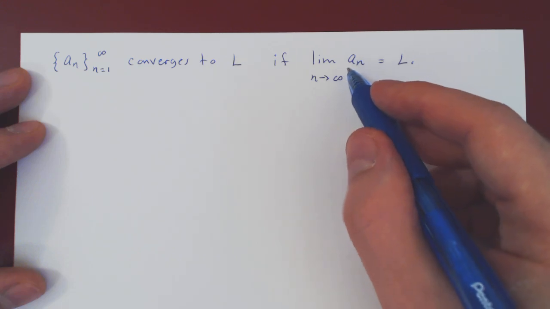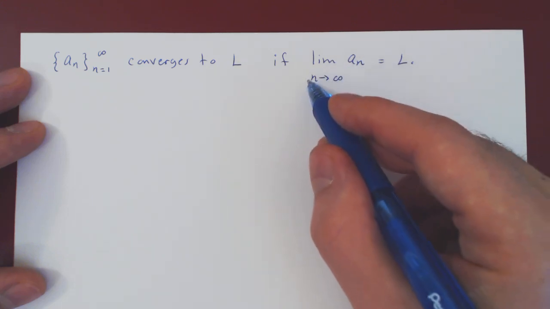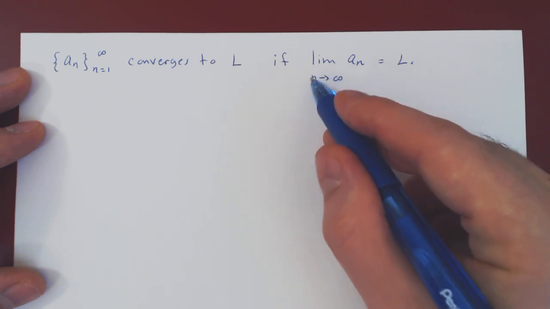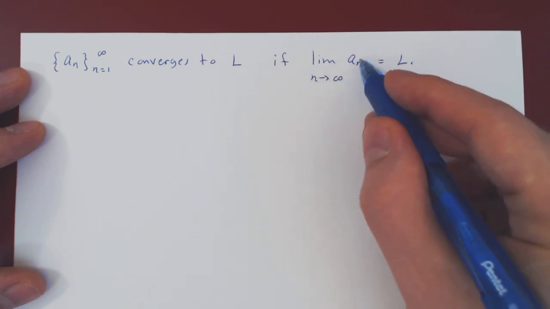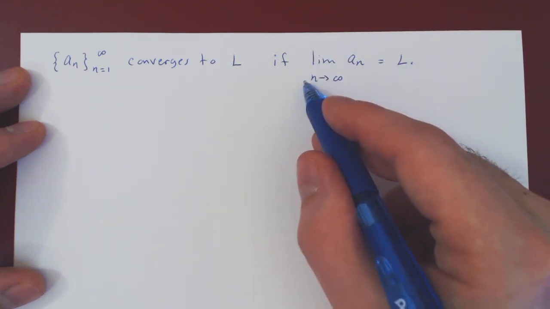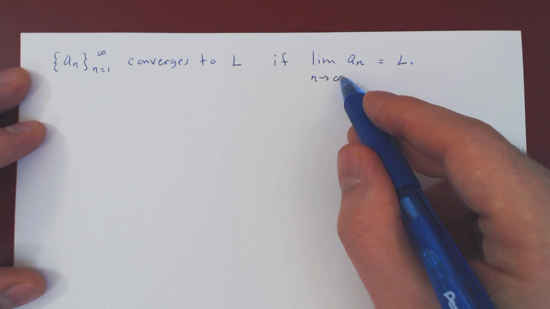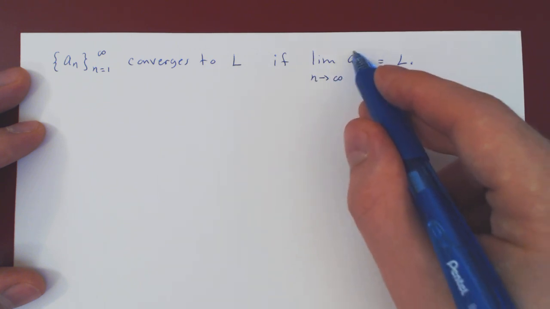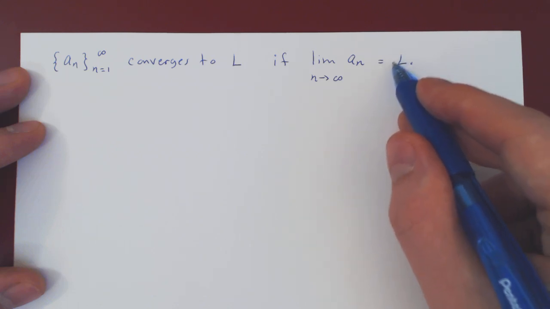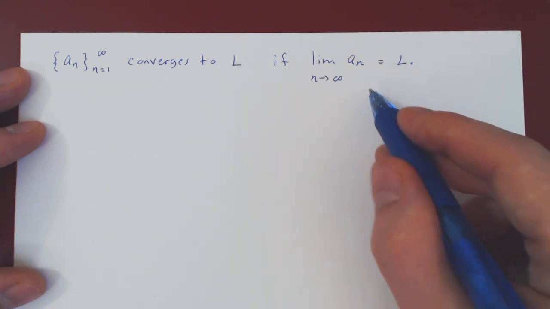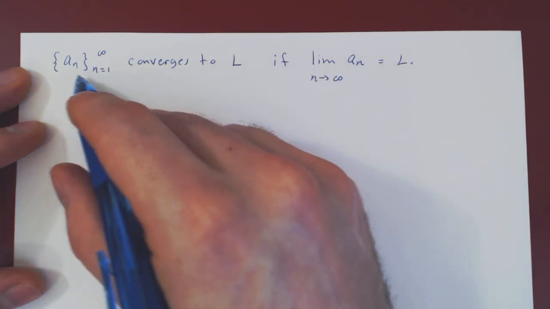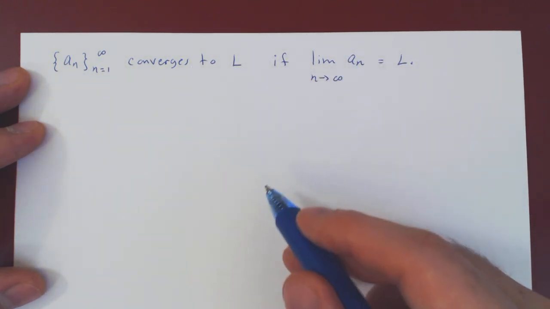We are asking, okay, as n gets bigger and bigger, as we look further and further down our sequence, what happens to the terms of our sequence? And all this means is when n approaches infinity, the terms of our sequence are getting closer and closer to the fixed real number L. And when this limit exists, we say that the sequence converges to the real number L.